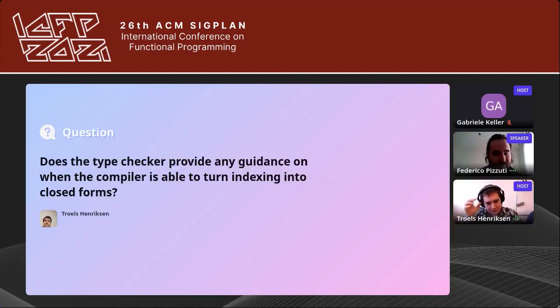All right. And then another question from me. Does the type checker provide any guidance on when the compiler is able to turn indexing into closed forms? Well, it will shout at you if it can't. It will tell you, look, I cannot do it. I will generate a for loop for every access you do, which is going to make your program 10,000 times slower on average on a GPU, because now there's no more parallelism.